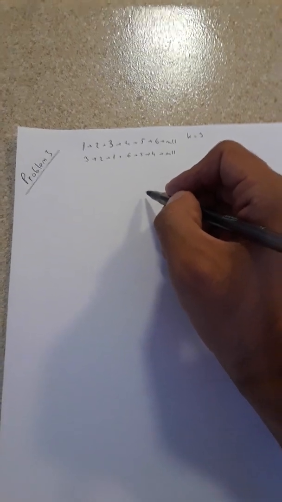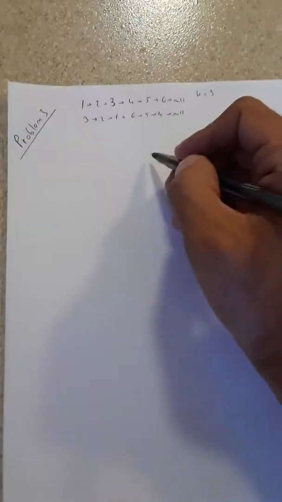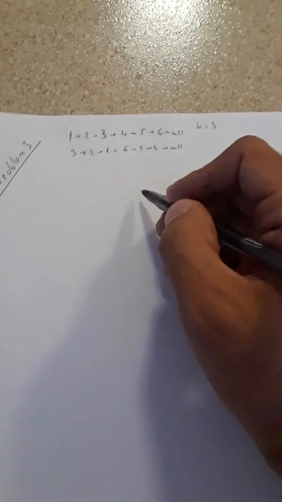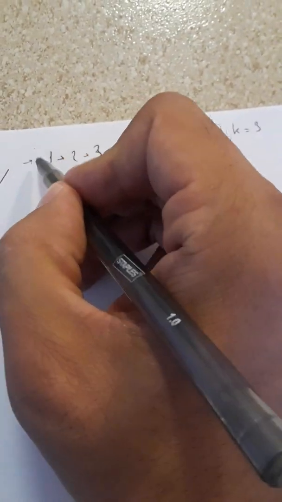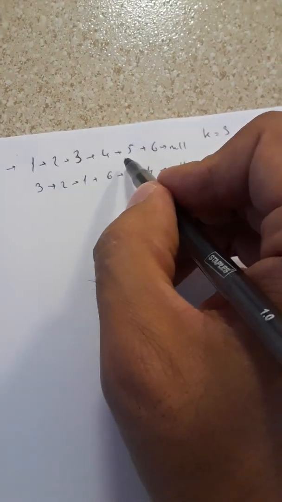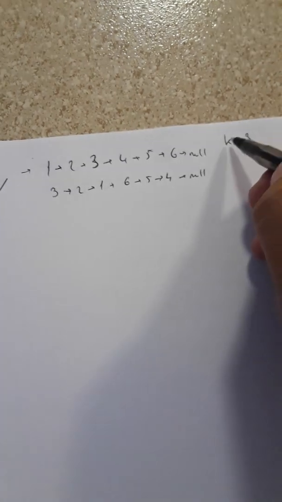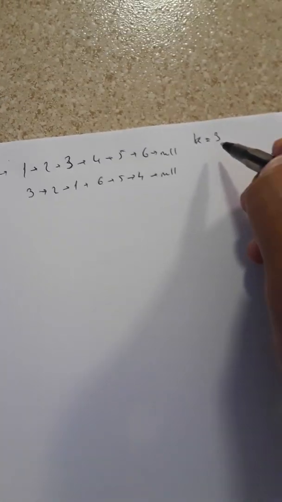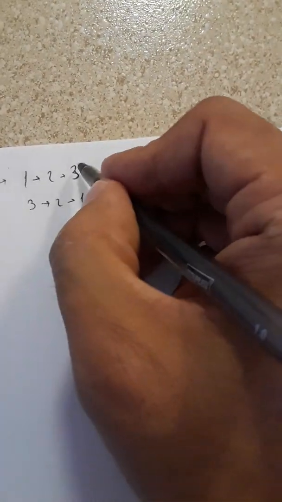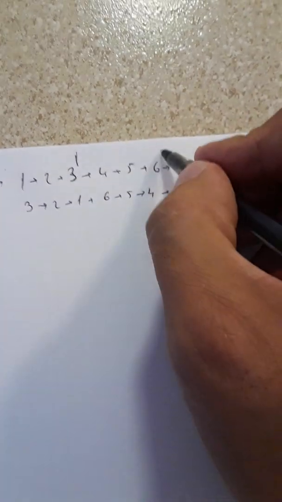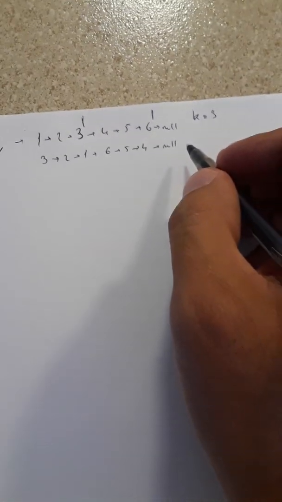Hello, here's problem number 3 of the second linked list assignment, and in this problem we have to reverse a linked list every k nodes. So for example, we are given this linked list 1, 2, 3, 4, 5, 6 and the variable 3, meaning that we need to reverse just each 3 nodes between each other.